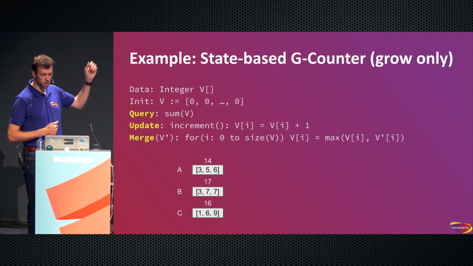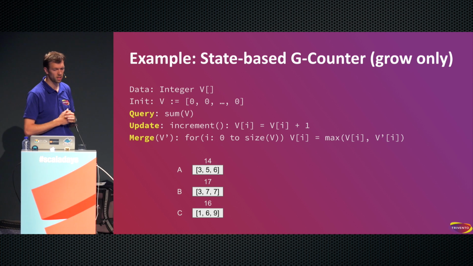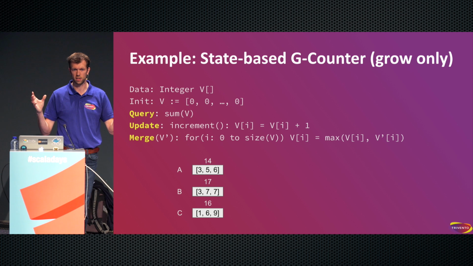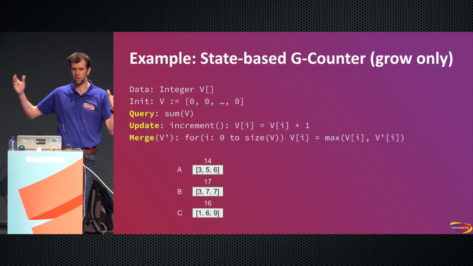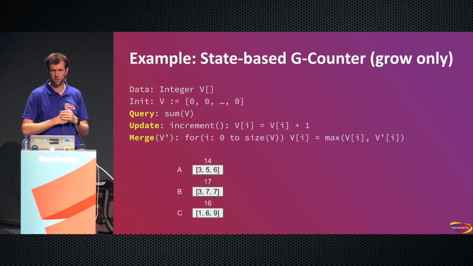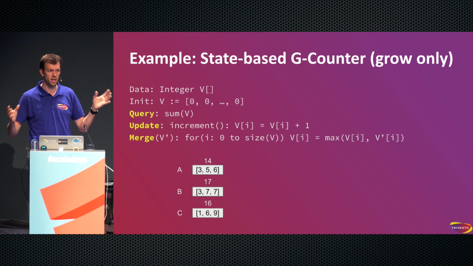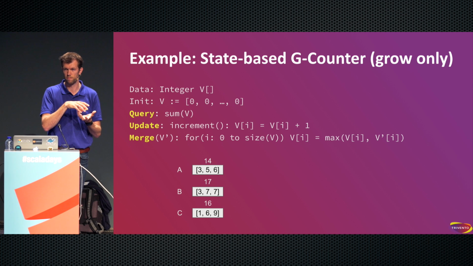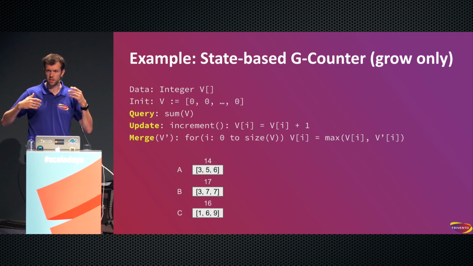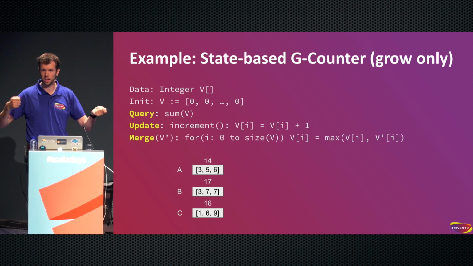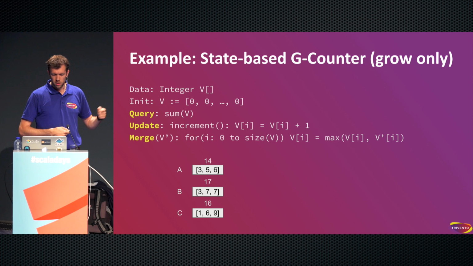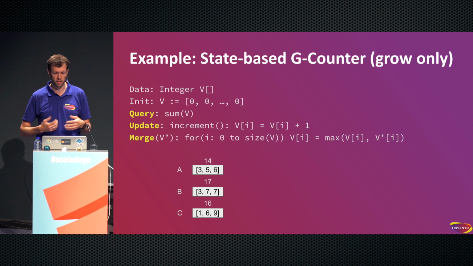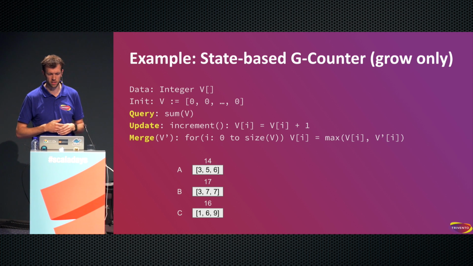So let's imagine this example, and there are 3 nodes. As you can see, to get the value of the data set currently, you have to add up every individual number. In this case, we have 3 nodes. Each node has its own number, and if you add them all together, you get the total, the current value of the number. Imagine it would be counting the number of clicks somewhere. Currently, they are completely diverged. A thinks it's 14, B thinks it's 17, and C thinks the current value is 16.